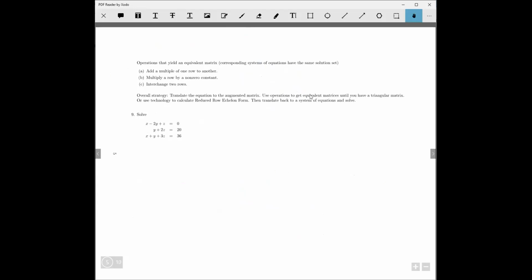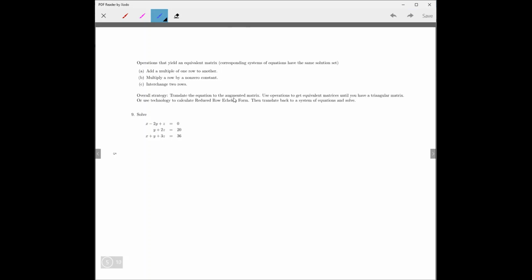Okay, number 9 is to set us loose finally. After 8 exercises of fooling around, now we actually get to do what we're meant to do, which is to solve a system of equations using these techniques. Okay, so these are the operations that we can do that yield an equivalent matrix. And this is the overall strategy. Let's go ahead and go through this exercise.